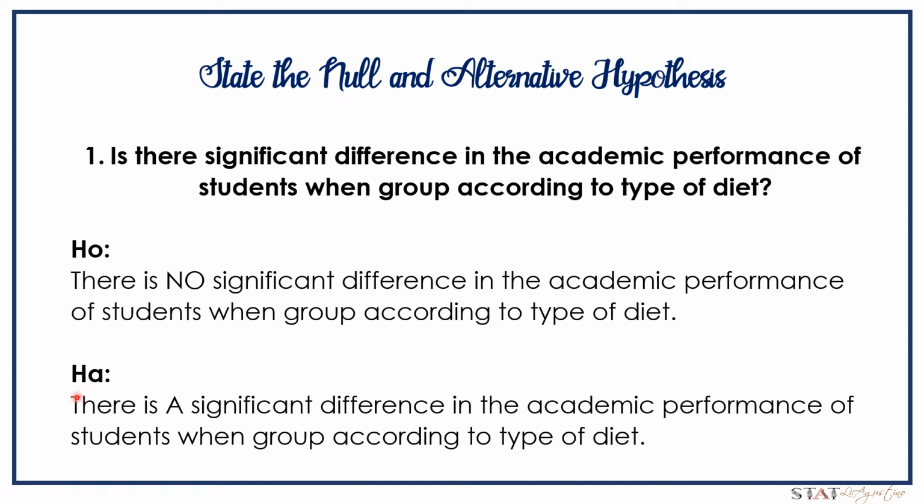And then your alternative hypothesis, your HA or your H1. Again, the alternative hypothesis expresses the idea of significance. So your statement would be like this: there is a significant difference in the academic performance of students when grouped according to type of diet.